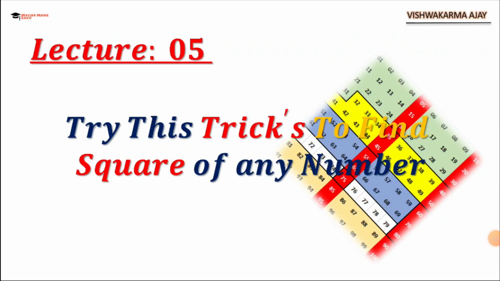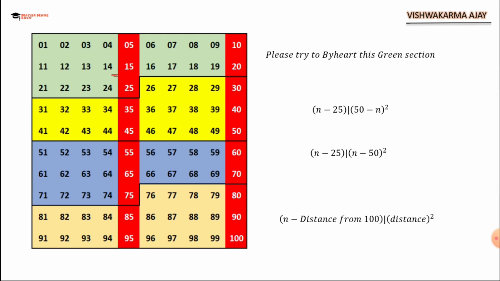Today we are going to learn a trick to find the square of any two-digit number. So let's get started. Numbers highlighted in green, that is 1 to 25, please try to learn them by heart. It's very easy. We are going to apply our trick in the next three sections, the yellow, blue and the orange one.